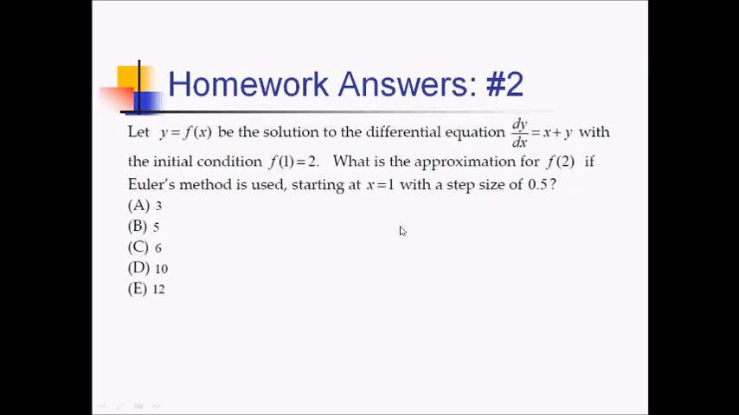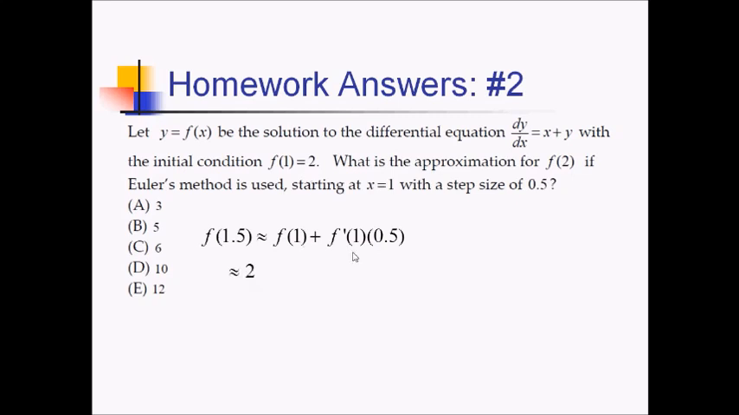On this problem, we have a differential equation x plus y, an initial condition of (1, 2), and we want to figure out f of 2 with Euler's starting at 1, going by a step size of 0.5. So first we need to figure out f of 1.5, and then we'll use that to figure out f of 2. So f of 1.5 using Euler's, that's going to be f of 1, which we already know, plus f prime of 1 times our step size of 0.5. F of 1 they gave us, that was 2.